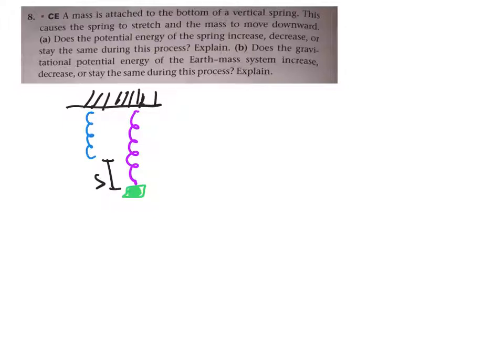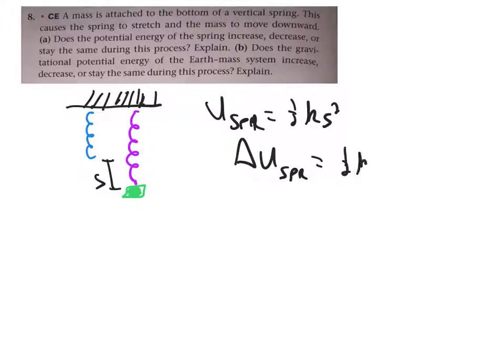Since we know that the potential energy of a spring is 1/2 k s squared, k has to be positive, and s squared has to be positive. So U of the spring is positive, and it started at 0. So delta U of the spring is 1/2 k s squared minus 0, or 1/2 k s squared, and that is a strictly positive number, that this is greater than 0.